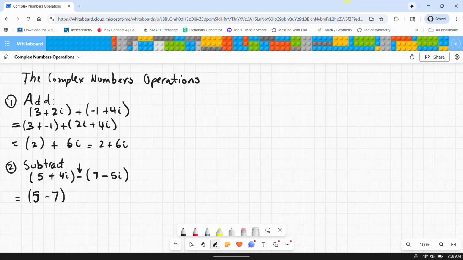Then I'm going to keep the plus, and we're going to move the 4i, and now I have the negative 5i. With another negative being distributed in, the minus 5i will turn into a plus 5i. So my answer is going to be negative 2 plus 9i.